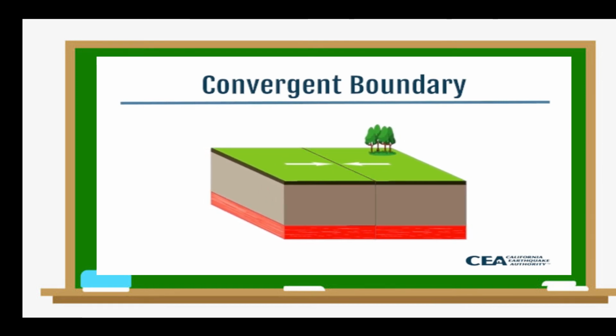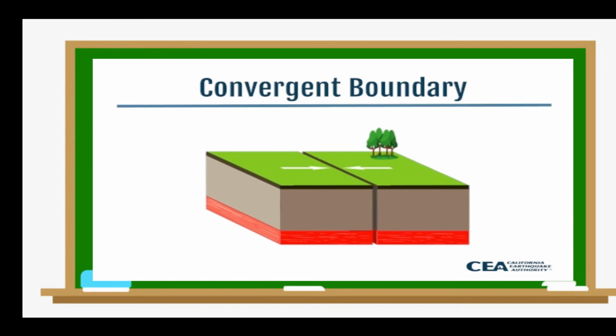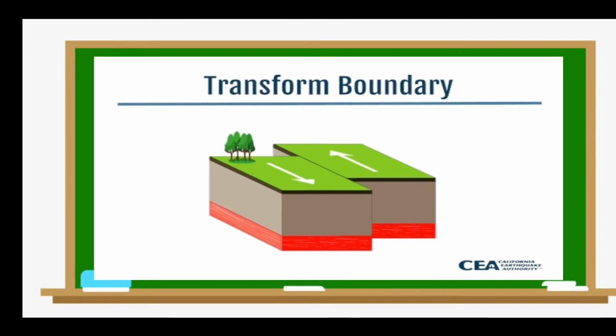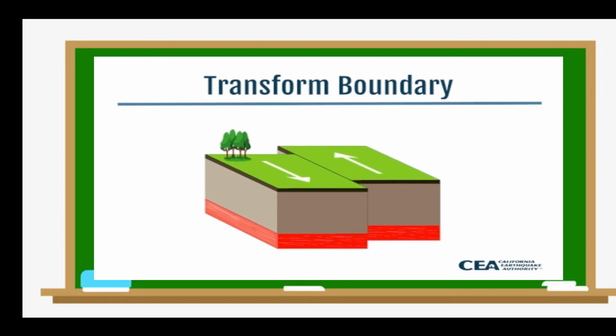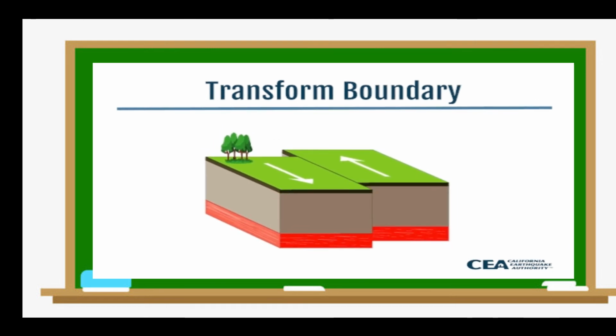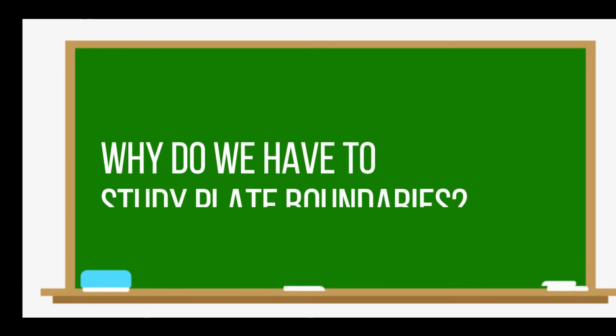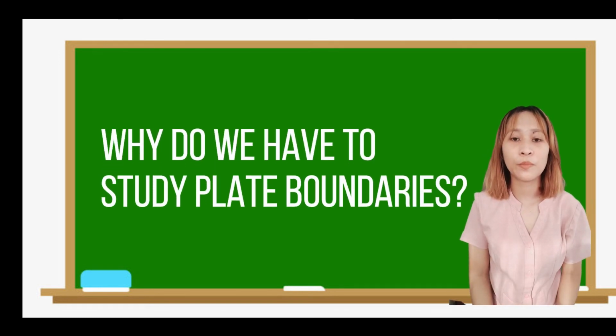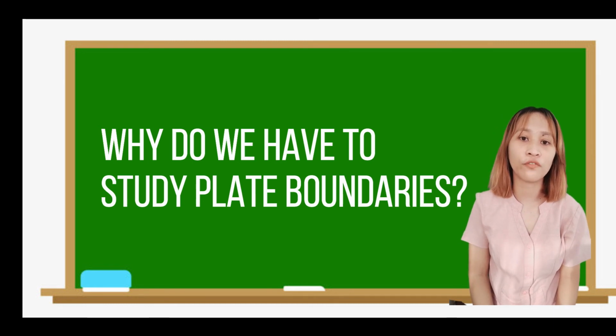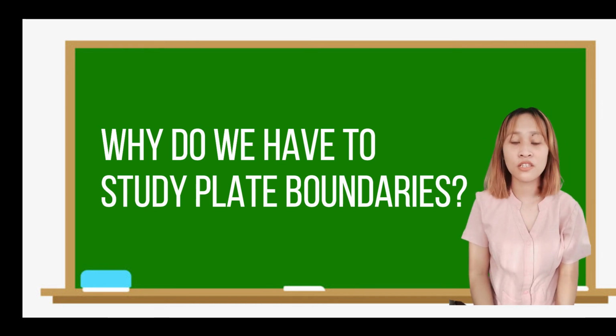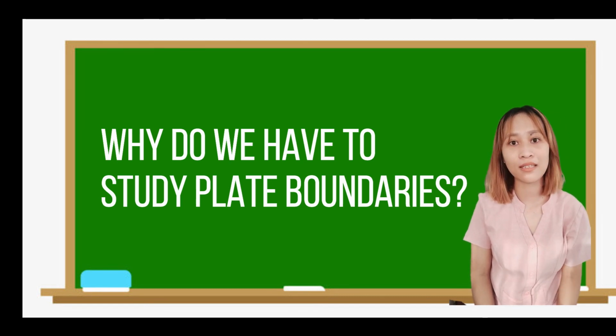Convergent boundaries are boundaries where plates move towards each other. One plate either sinks beneath the other along a subduction zone, or plates collide because neither can be subducted. Transform fault boundaries are boundaries where plates move horizontally past each other. Earthquakes are common along these faults. Studying plate boundaries is important because along these boundaries, the deformation of the Earth's lithosphere is happening. These geologic events have a great impact not only in the environment but also on us.